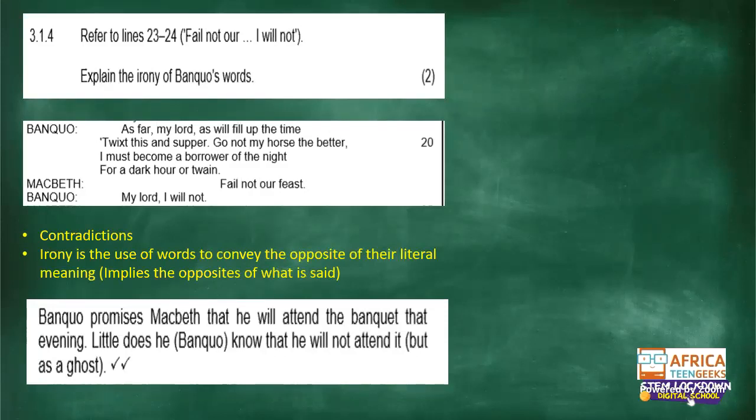So basically the irony they are talking about here is Banquo saying that he will attend the feast, and then he was murdered, and he ended up not attending the entire feast. So remember, when we talk about irony, we are talking about what you say, and then in terms of your action, you are conveying the opposite.